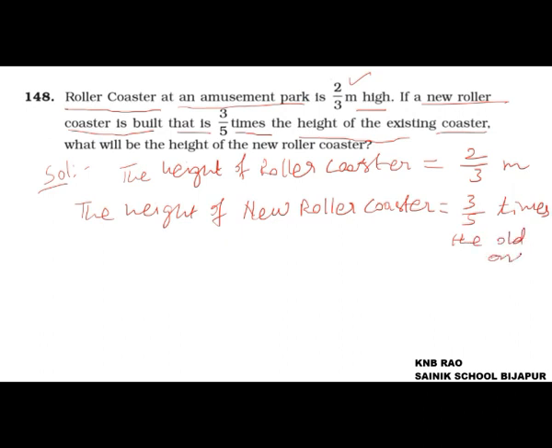That means 3 by 5 times is just nothing but a multiplication operation of the existing or old roller coaster, which is 2 by 3 meters. So 3 by 5 of 2 by 3 meters is 3 by 5 into 2 by 3 meters. On simplification, we get 2 by 5 meters. What will be the height of the new roller coaster is asked. It is 2 by 5 meter.